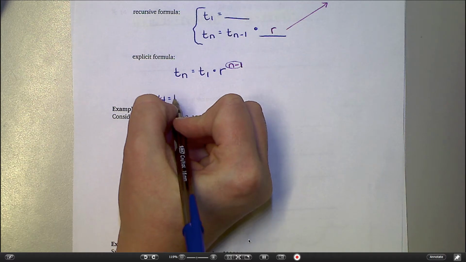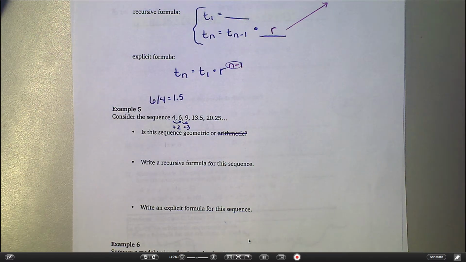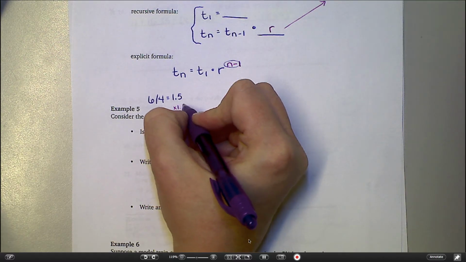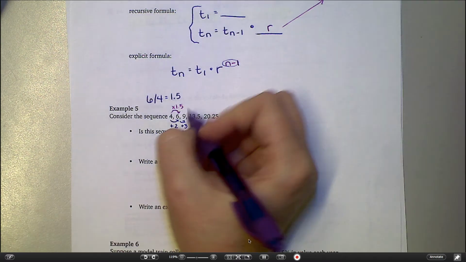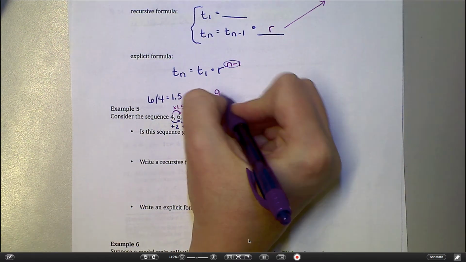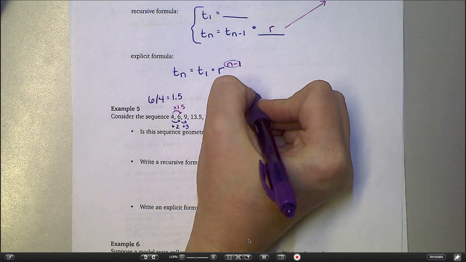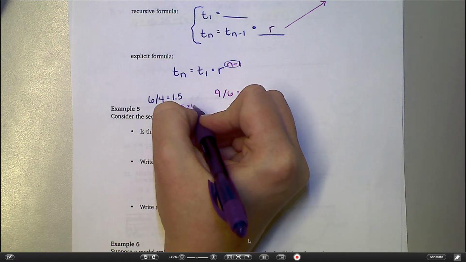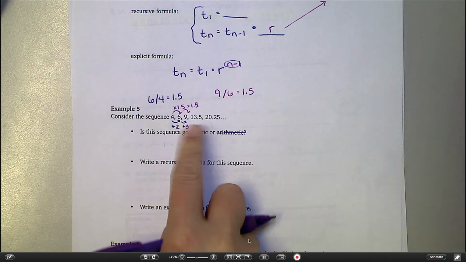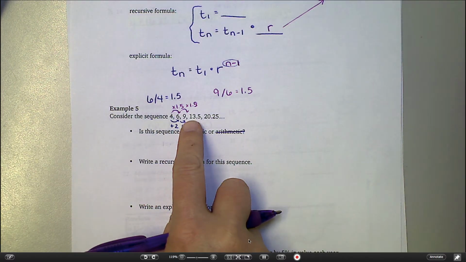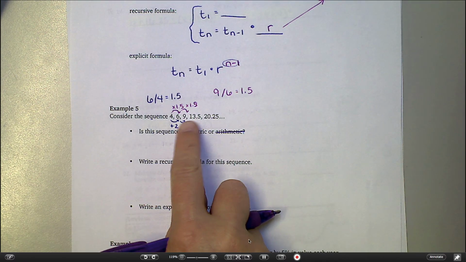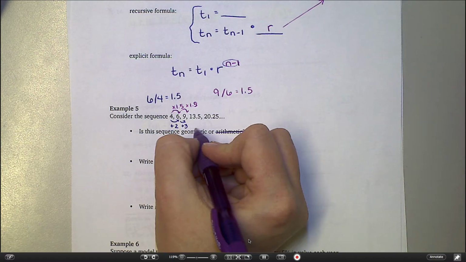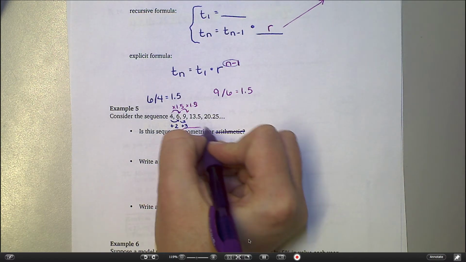6 divided by 4 is 1.5. So that means that if I were to do 4 times 1.5, I would get to 6. And then I'm going to check it with the 9 and the 6 also. 9 divided by 6 is 1.5 also. So 6 times 1.5 would take me to 9. Now, if I really wanted to be super thorough, I would keep checking. I would make sure that that 1.5 holds true all the way down. So 9 times 1.5 is this. 13.5 times 1.5 is this. But because I only gave you 2 options here, this one must be geometric.